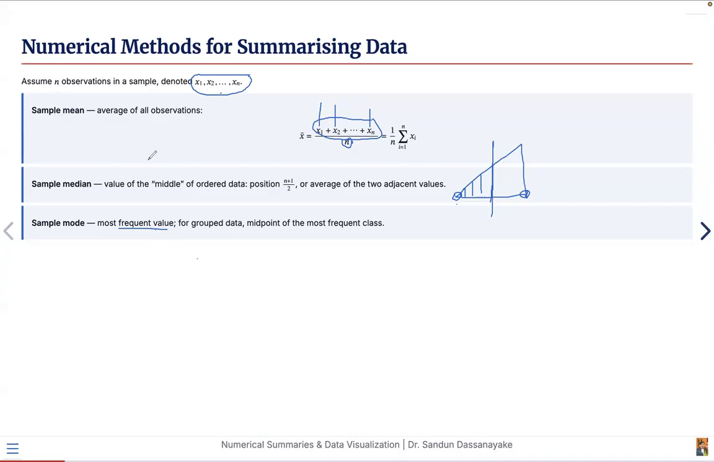If there's a player who gets out, for example for a duck, 0 in cricket, the frequency of that value will indicate who is scoring less or who is getting out for 0, and so on. That's the idea of the sample mode.